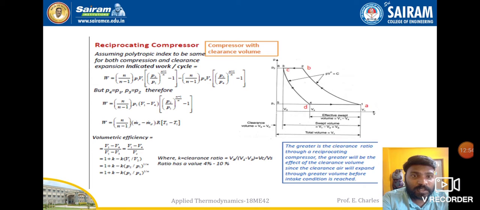Here P1 V1 is equal to m dot A R T1, where the pressure is atmospheric pressure, and m dot D is the delivery pressure side, so P1 V1 is equal to mR. So m means ma minus md, and R is the universal gas constant into T2 minus T1. So this is the work done formula, and the volumetric efficiency is also clearly given.